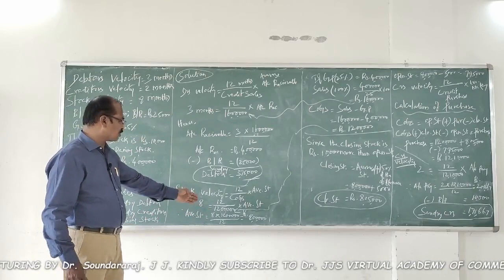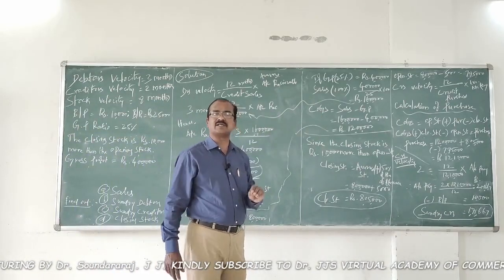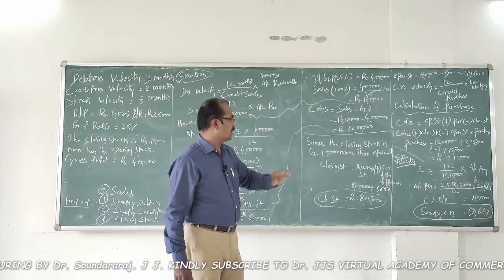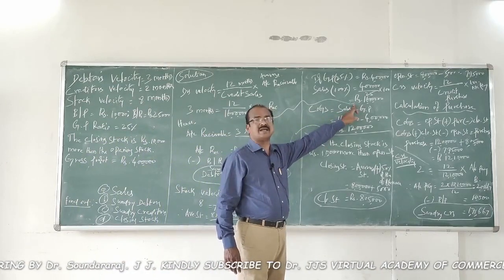How I calculated the 12 lakhs? Look at the working here. Cost of goods sold is equal to sales minus gross profit. We already calculated the amount of sales. It came to 16 lakh rupees.